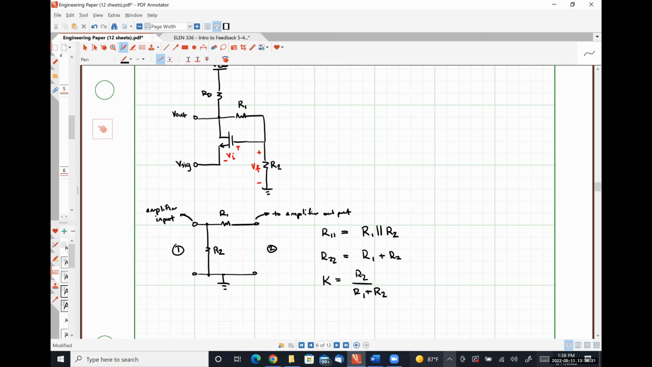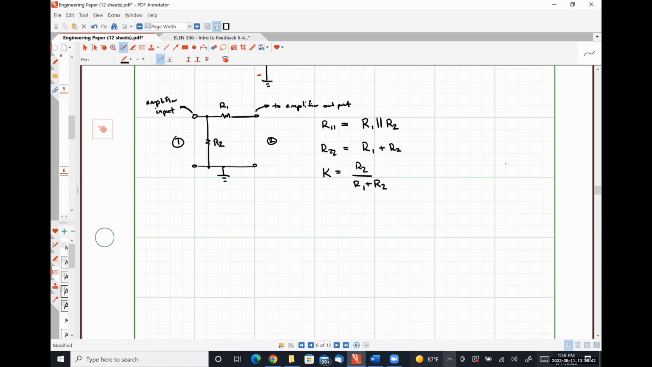All right, so we figured out what our feedback network is doing. Now we're going to redraw our circuit. So here is VDD. Here is RD. Here's Vout.